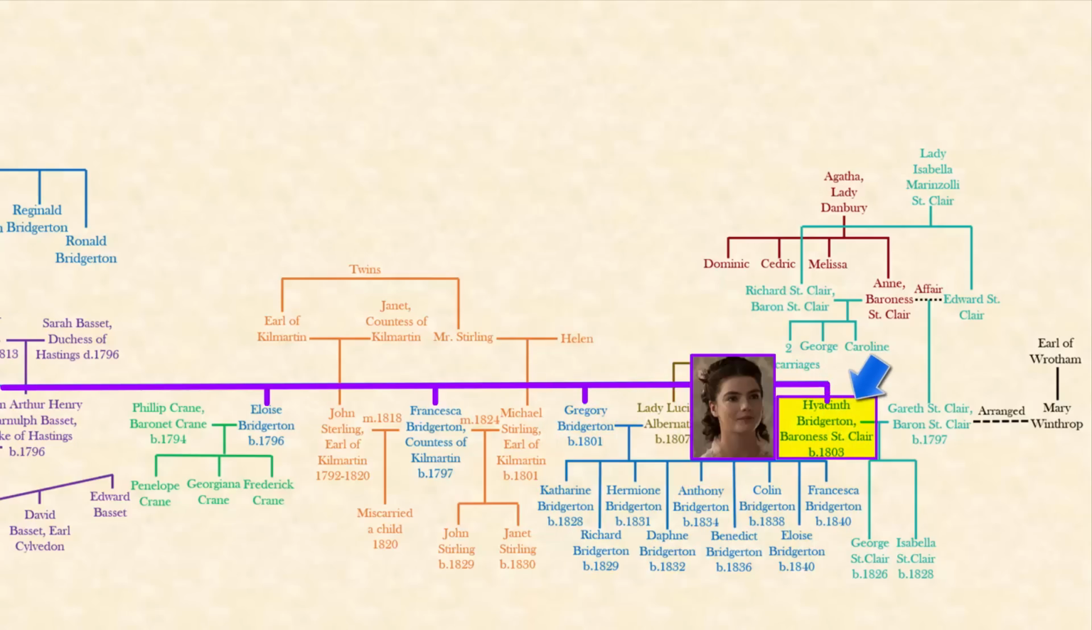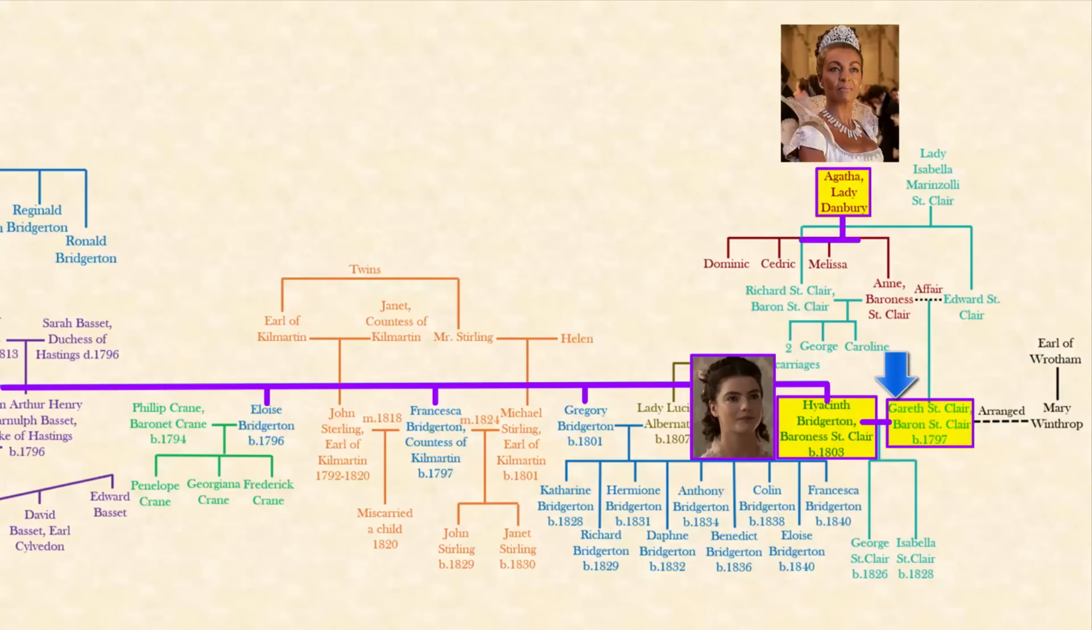Hyacinth, named after Violet and Edmund's favorite flower, becomes Baroness St. Clair when she marries Gareth St. Clair, her brother Gregory's best friend. She was born shortly after her father's death and never knew her father. Gareth was Lady Danbury's grandson. So Lady Danbury had 4 children, and the youngest, Anne, had an affair with her husband's brother, resulting in Gareth. Gareth, presumably raised by Lady Danbury, much like how she helped raise Simon Basset, and together Hyacinth and Gareth have 2 children, George and Isabella.